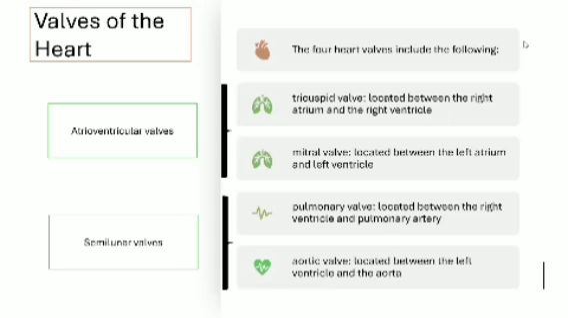Then coming to semilunar valves. These semilunar valves are again divided into two types, pulmonary valves and aortic valves. Pulmonary valves are located between the right ventricle and pulmonary artery. Next, the aortic valve is located between the left ventricle and aorta. Okay, clear? These are the valves of the heart. Coming to the next slide.